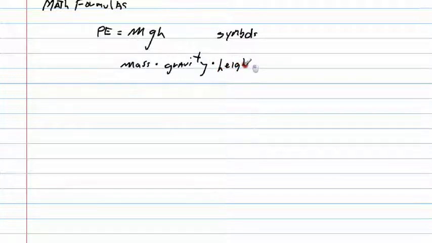And I said it was important to realize that the symbols were used because no one wanted to write out all the time mass times gravity, which is an acceleration, times height. And no one wanted to write out potential energy. It just took a lot of work and a long time. So they used letters M, G, and H.